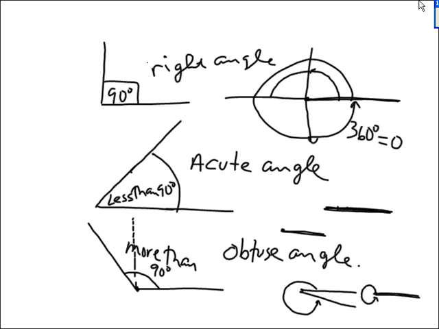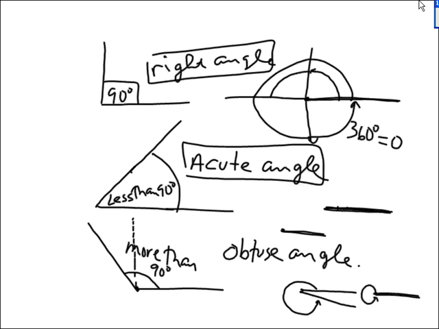Okay. You have a right angle, which is 90 degrees. You have an acute angle, which is less than 90 degrees. And you have an obtuse angle, which is more than 90 degrees.